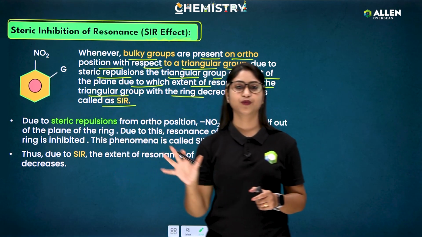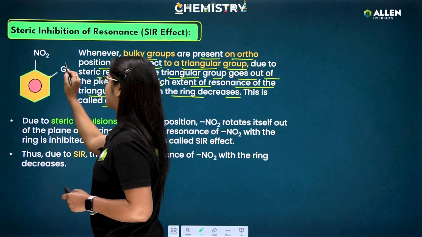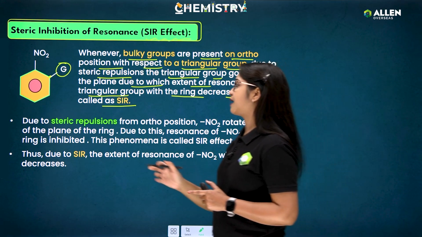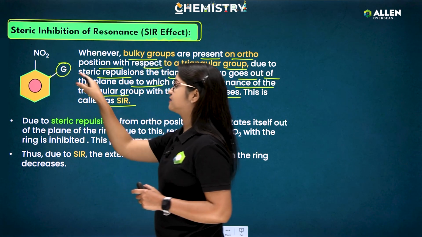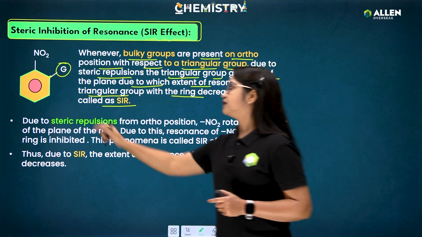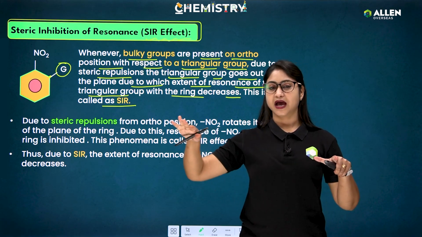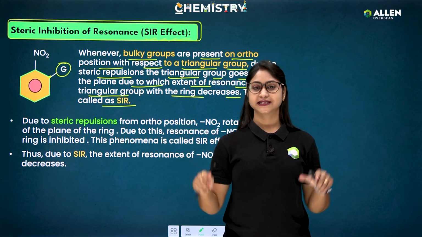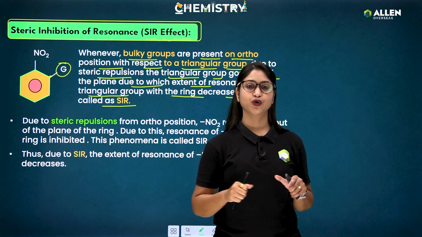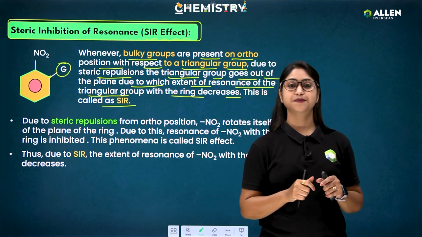So when this triangular group is present on the ring, and at the ortho position, this is the ortho position, some group is present and it is a bulky group, then what will happen? Between this triangular group and this ortho group, there will be steric repulsion, and due to this steric repulsion, the nitro group will go out of plane, okay. Suppose this is the plane of benzene, and initially the nitro and the benzene were in the same plane, but due to the steric repulsion caused by the ortho group, now the nitro group changes the plane. It goes out of plane with respect to benzene.